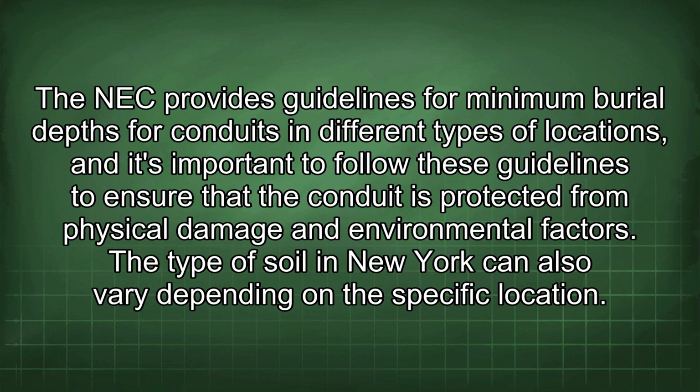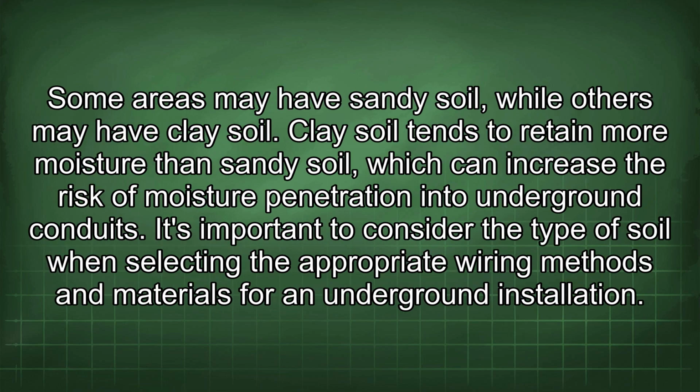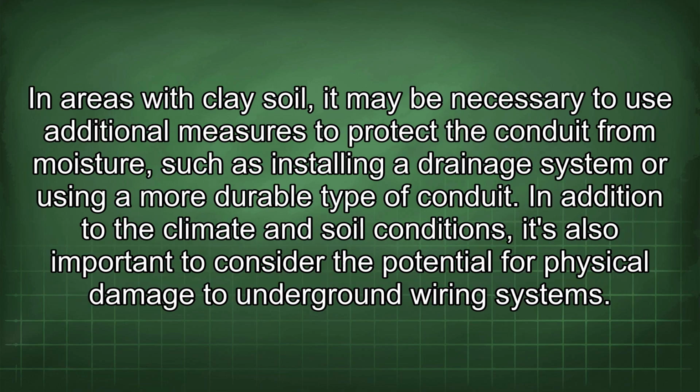The type of soil in New York can also vary depending on the specific location. Some areas may have sandy soil, while others may have clay soil. Clay soil tends to retain more moisture than sandy soil, which can increase the risk of moisture penetration into underground conduits. It's important to consider the type of soil when selecting the appropriate wiring methods and materials for an underground installation. In areas with clay soil, it may be necessary to use additional measures to protect the conduit from moisture, such as installing a drainage system or using a more durable type of conduit.